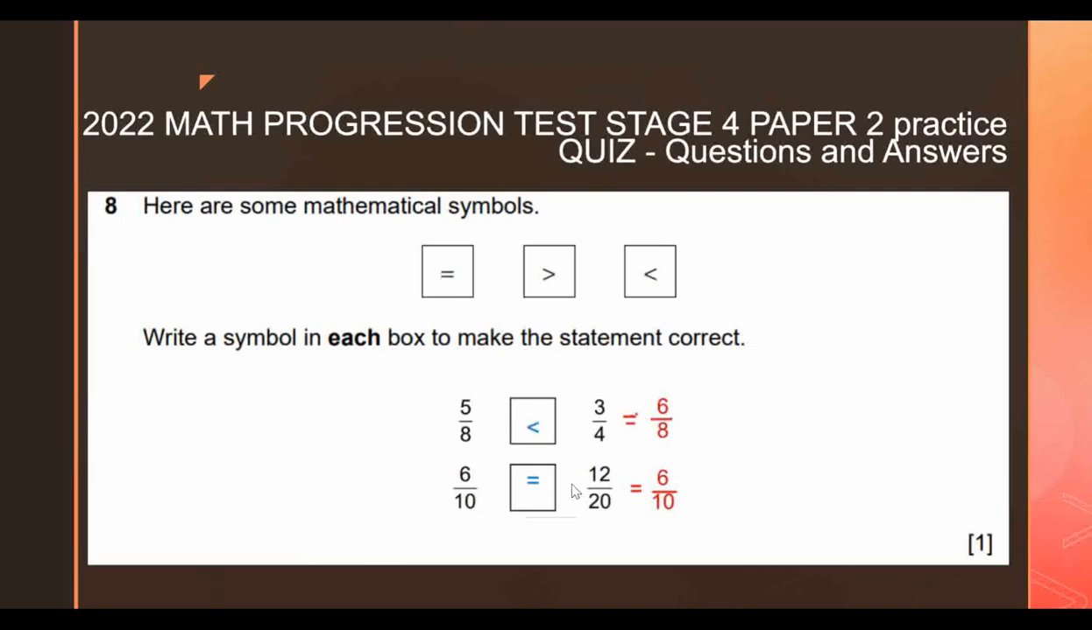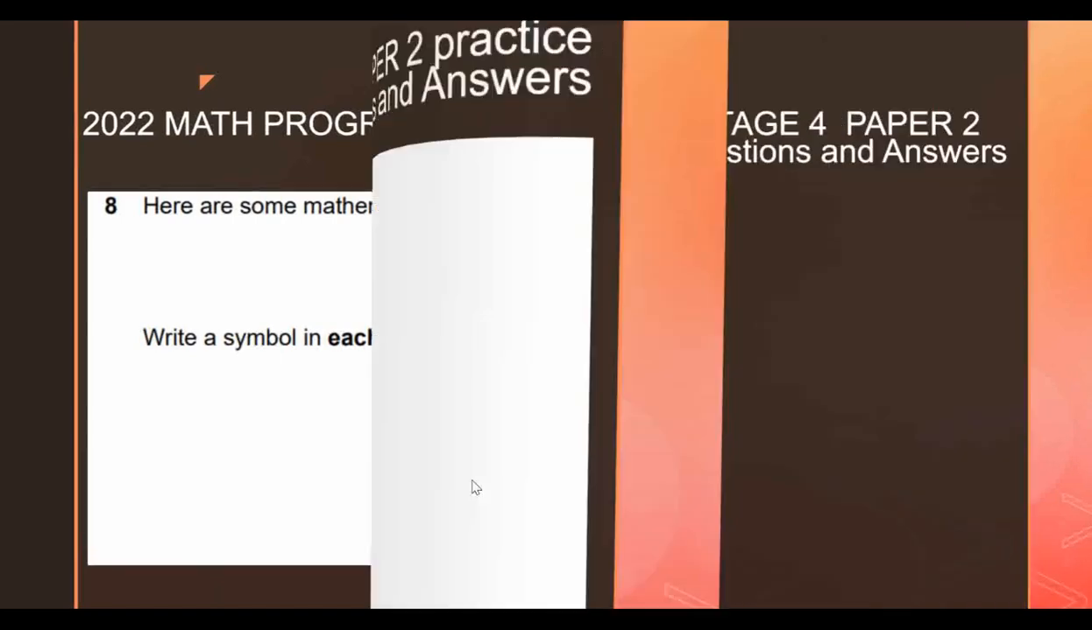Next, 6/10 is equals to 12/20. The reason is when we divide this fraction, divide by 2, 12 divided by 2 is 6, 20 divided by 2 is 10. Now we have the same denominator and the same numerator, so this is an equal fraction. Let's move on. Question 9.